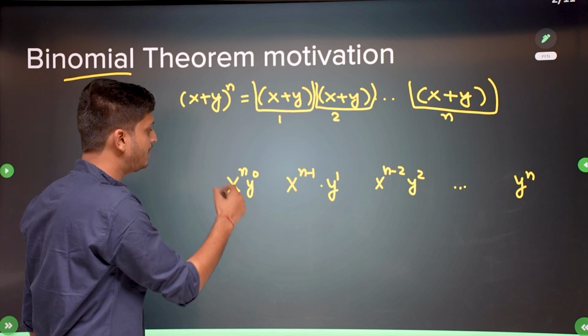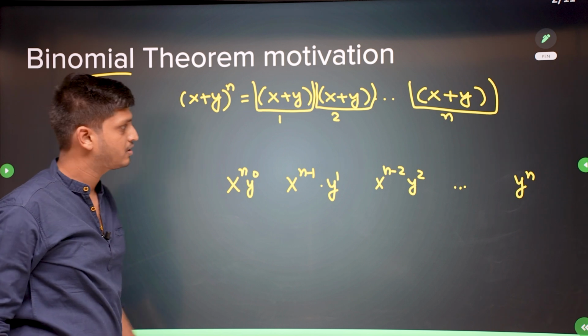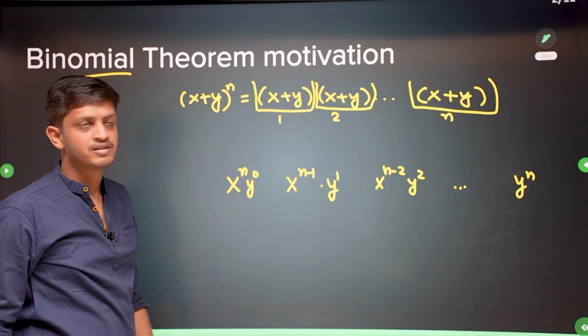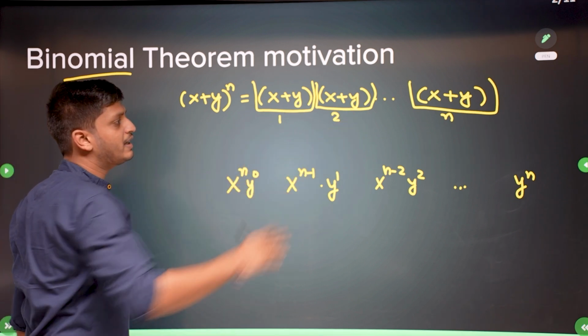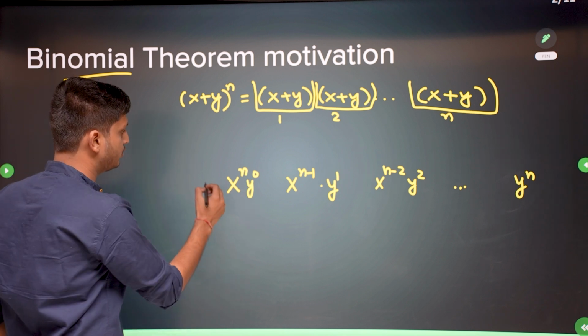So in how many ways can I pick n x's and 0 y's? Basically, from all the n containers, you are picking x only. There is only one way you can do this.